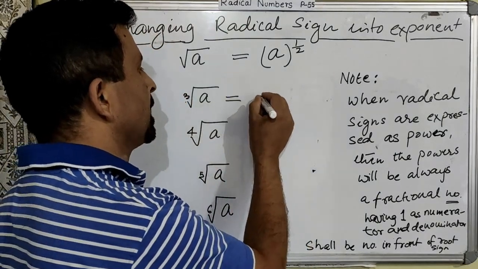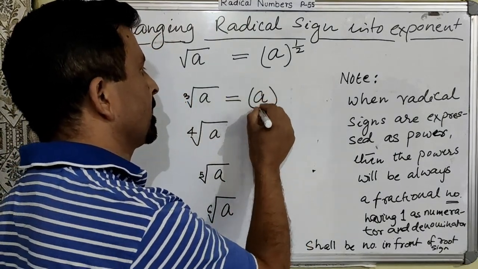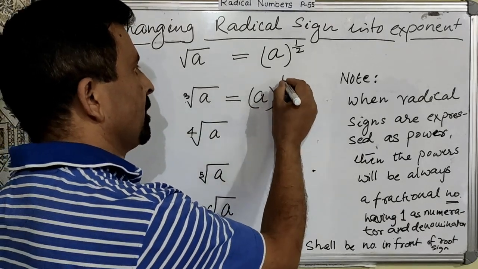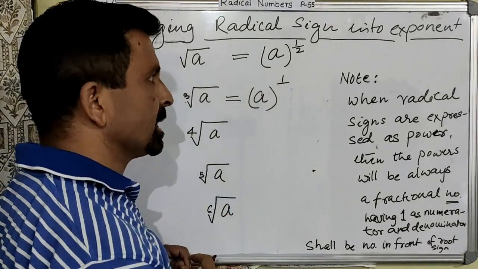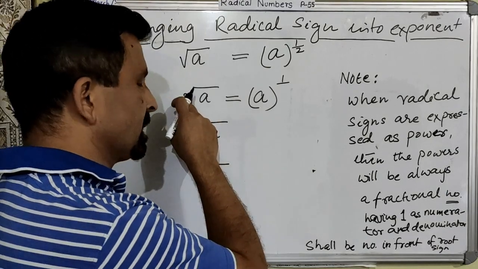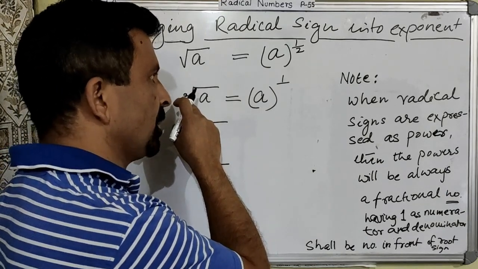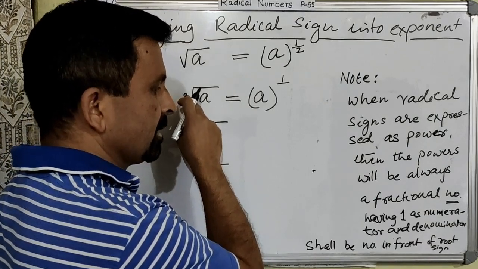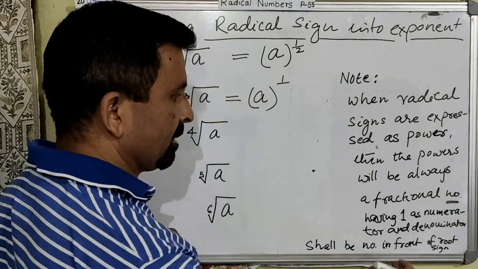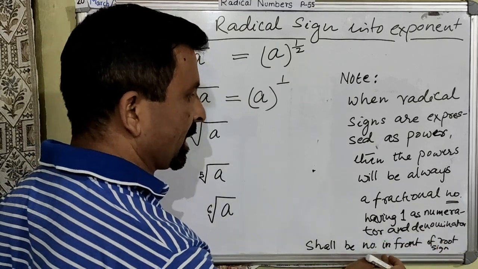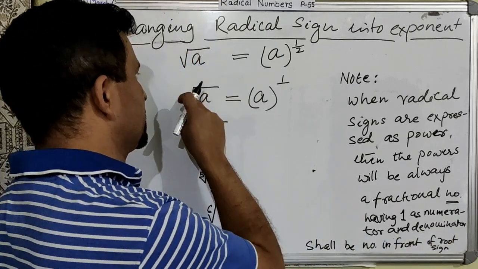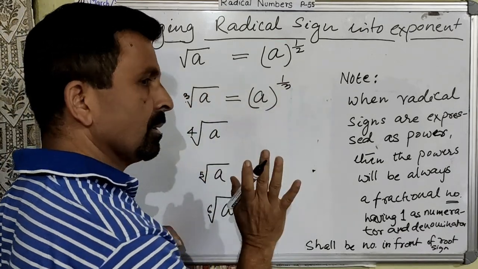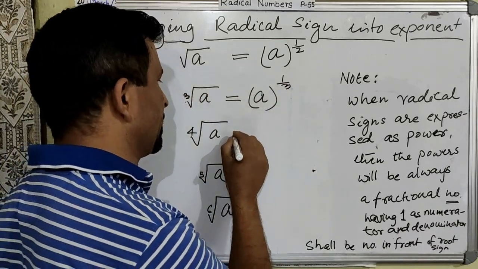Next one. Now you are comfortable, you can write the exponent. Here also the numerator will be 1. And what could be the denominator? Is it 3? It should be 3 because this is the number in front of the radical sign, and the denominator shall be the number in front of the root sign. Now by this you might have understood everything.